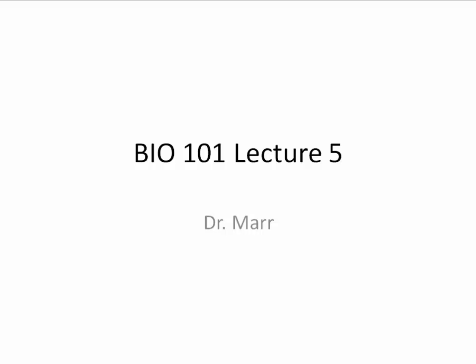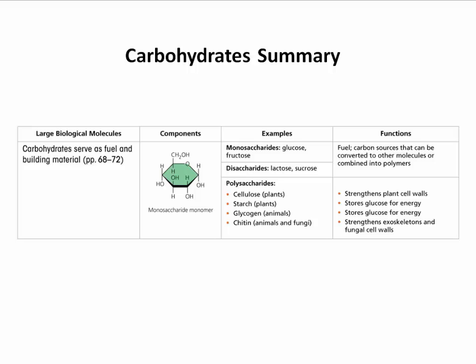Today we're going to summarize what we were talking about last time, which was carbohydrates, and go on to the other important biomolecules. So we're going to start with just a summary of carbohydrates. When we talked about carbohydrates last time, we said that they were made out of monomers, they serve as fuel, and they also serve as building material. And there's a little picture of a monosaccharide monomer.